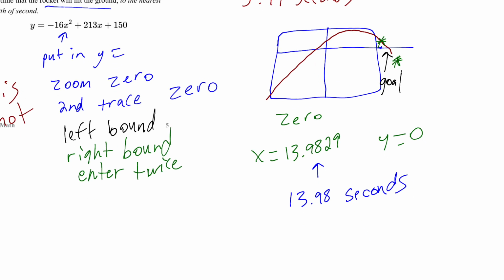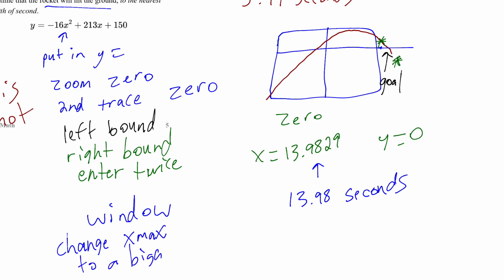If it doesn't work, you have to press window and change x max to a bigger number. And what that does is it extends this window so that we look at more of the graph so that you have a chance to see that 0. But most of the time it'll work as is, but that would be the fix if it doesn't.